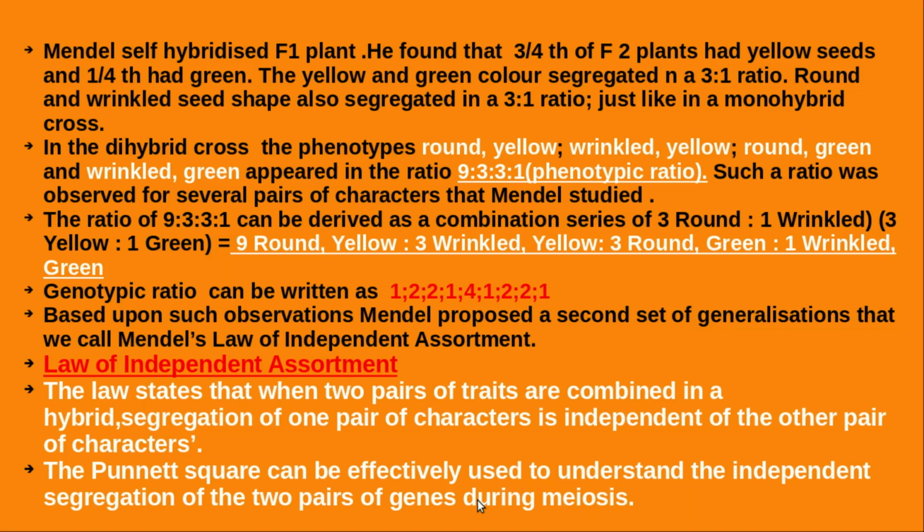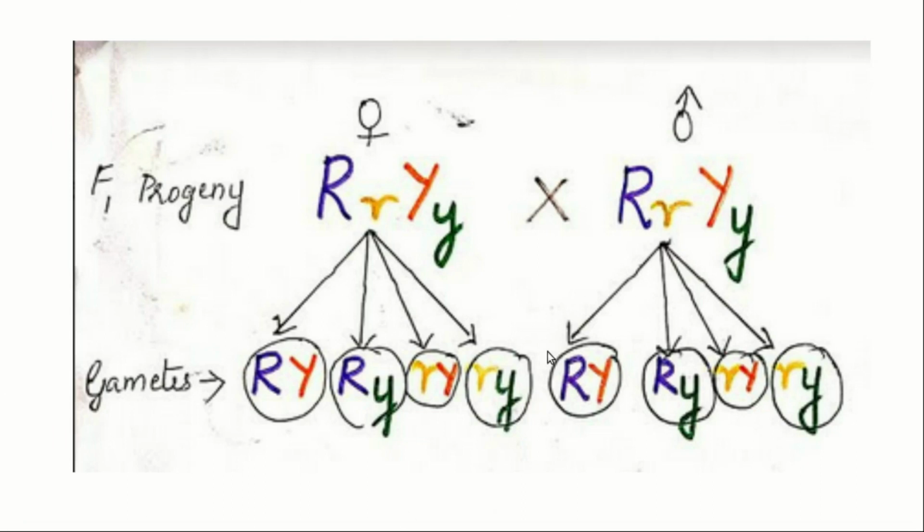Before we go to the Punnett square, we can see how the gametes are formed. Look here, F1 progeny was heterozygous. When the gametes are formed, 50% of the gametes contain capital R and 50% contain small r. And this capital R and small r segregate independently of each other and go into 50% of each gametes. Here also similarly the capital Y and small y segregate independently.